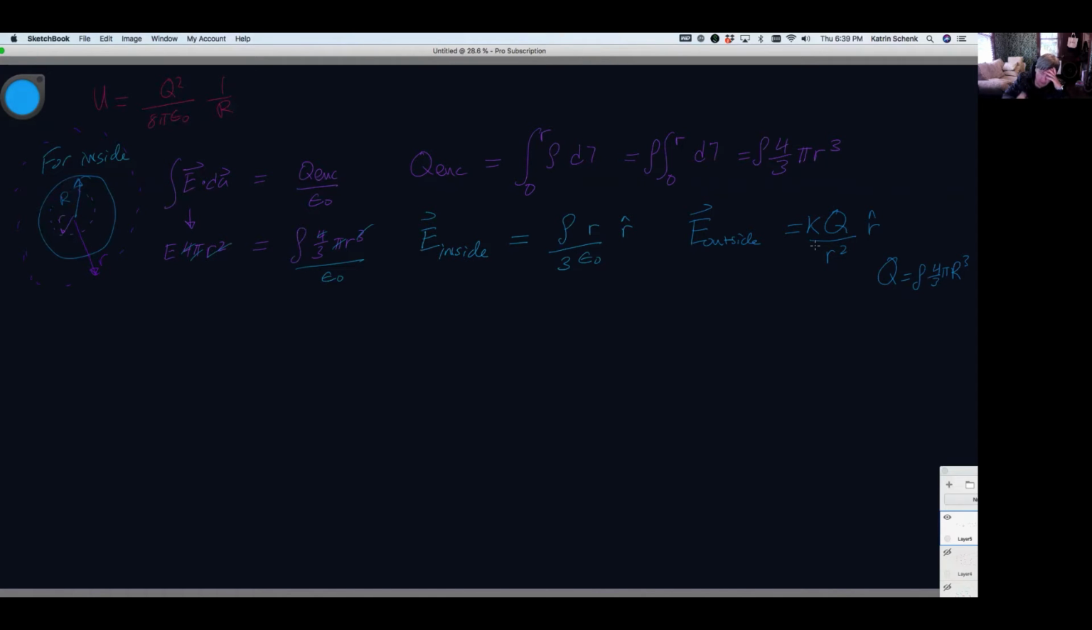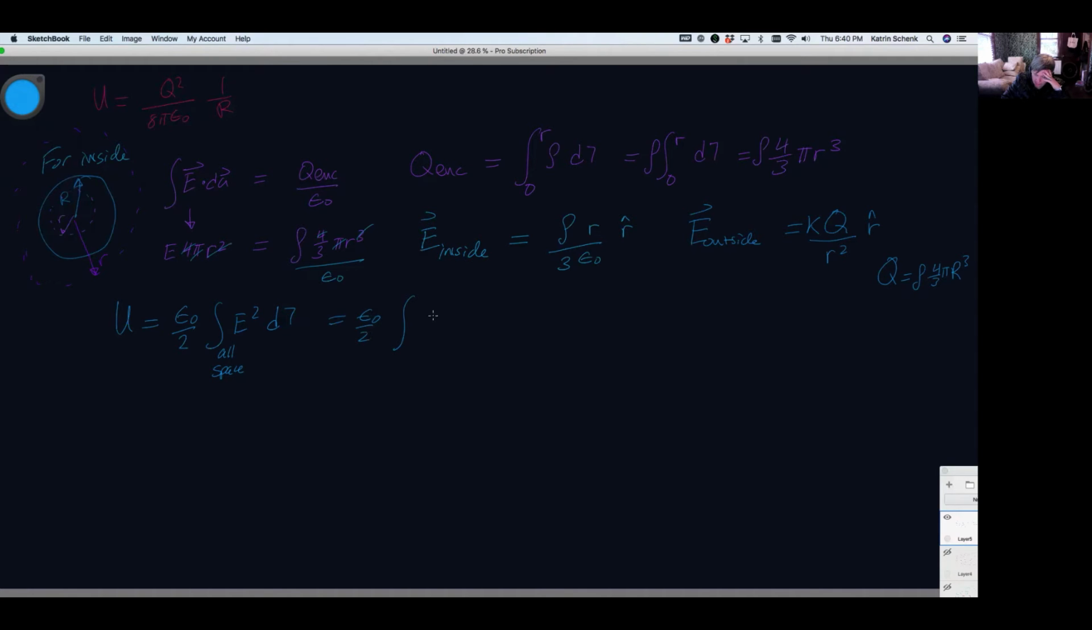What I'm after is U. So U again is the integral, whoops, sorry, I have to put my epsilon naught: epsilon naught over 2 times the integral of E squared d tau over all space. Now we know that d tau is r squared dr times d omega, so we can write that out. So we have epsilon naught over 2, and I'm not going to put the E in yet.